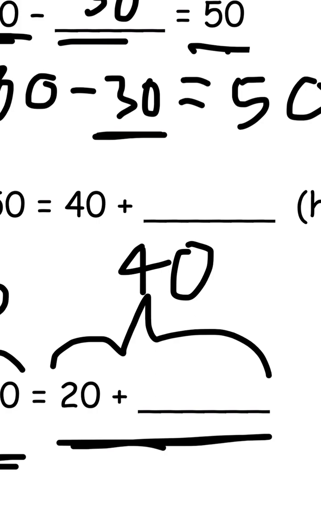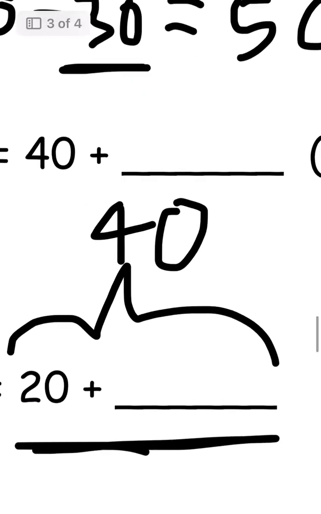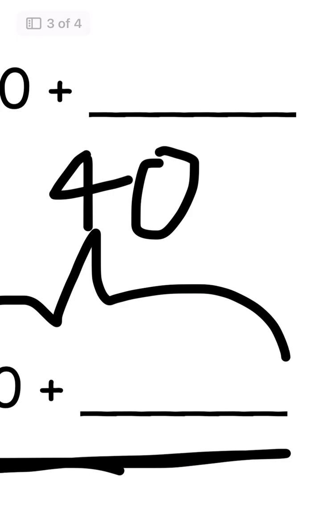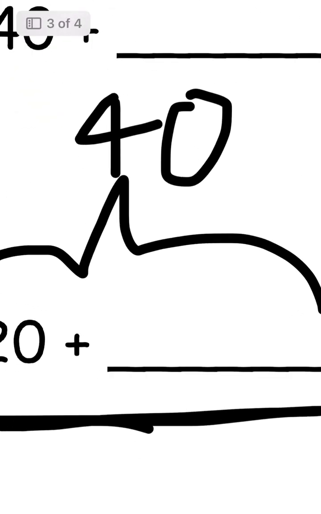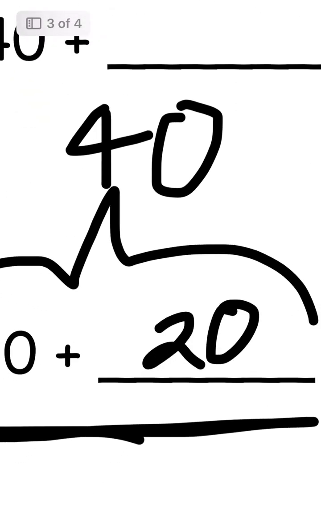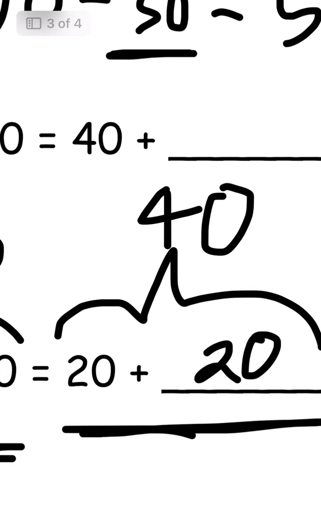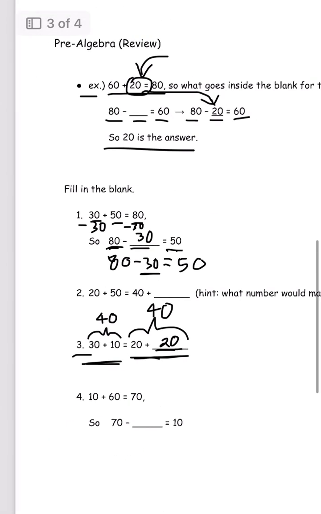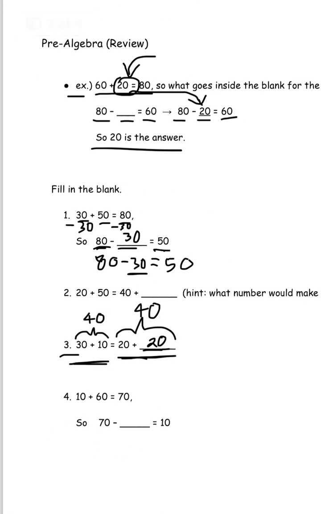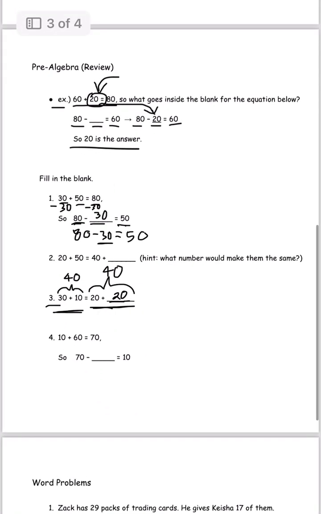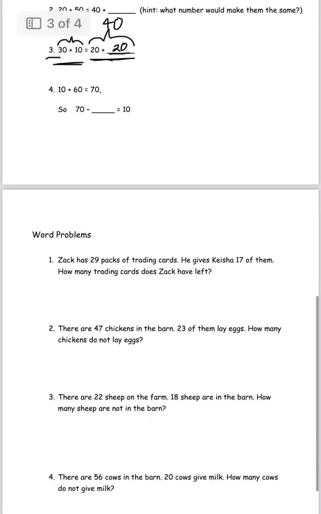You would have to do 40 minus 20 in order to know what goes inside here. So 20 plus 20 is 40, and 40 minus 20 is 20. Either way, we would know that 20 would go inside this blank. So 20 is the answer for this one. The rest of them you could try, and then let's move on to the next page.